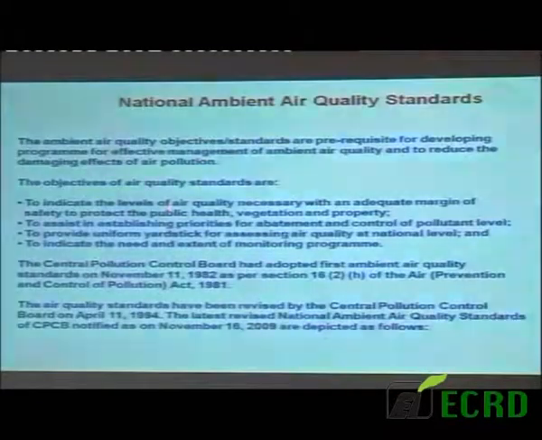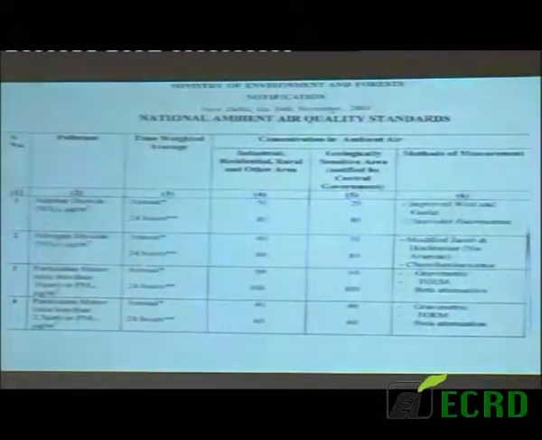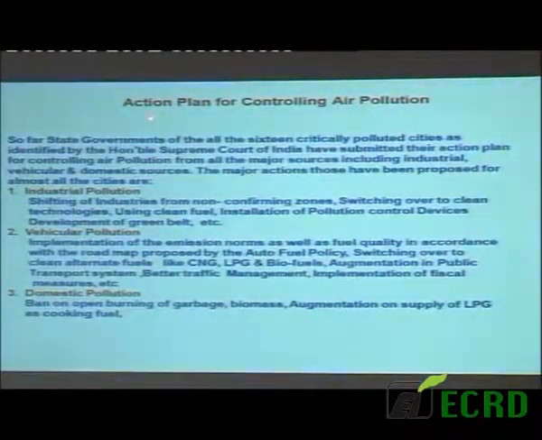Next, please. National Ambient Air Quality Standards I have already explained. Next, please. These are the old standards. Next, please. These are the new standards. Next, please. These are again for the new standards. Now benzene and benzo(a)pyrene and some metals have been included in this. Earlier they were not there, and therefore it is essential now to monitor them by industries or by state pollution control boards. Next, please. And these are the action plans.